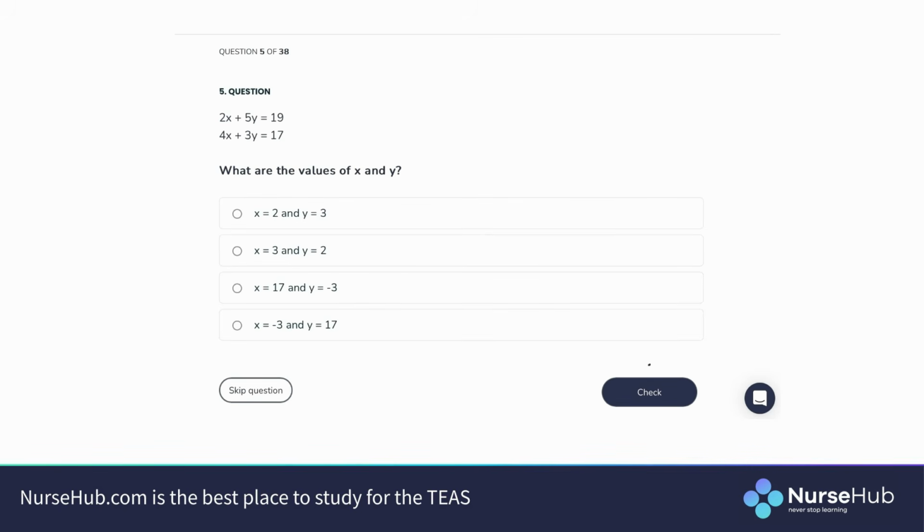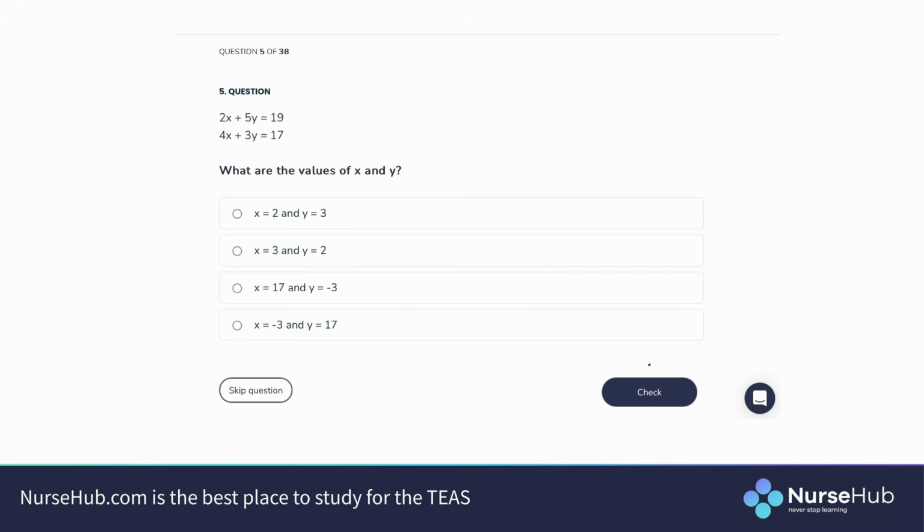Question number 5. We have 2x plus 5y equals 19, 4x plus 3y equals 17. What are the values of x and y? All right, in this problem, we have something called a system of equations.